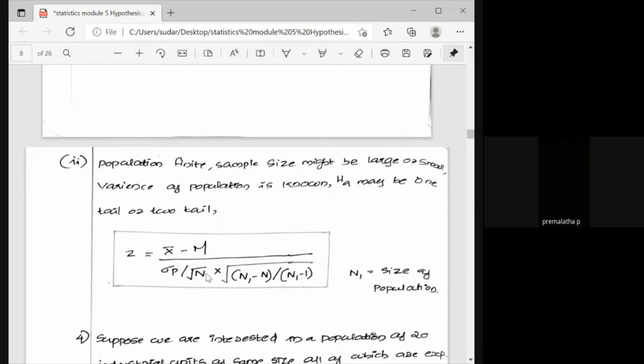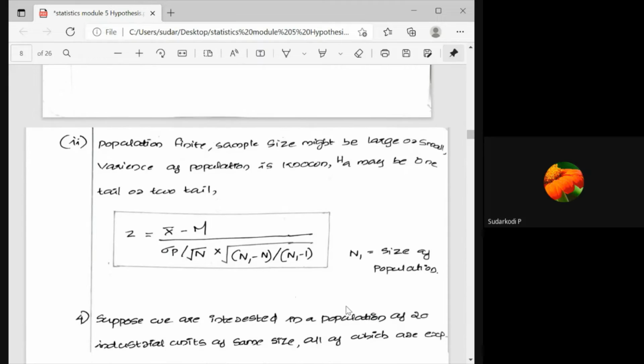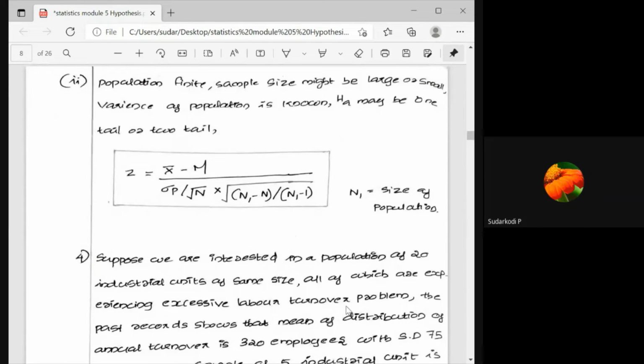No ma'am. So your formula changes to x bar minus mu whole divided by standard deviation of population divided by root n. This is the same thing into one more factor you are adding: square root of N1 minus n divided by N1 minus 1, where N1 is the size of the population because your population is finite. Got it? So in your question, if the population size is given, you have to go for the second formula. Right? Noted?